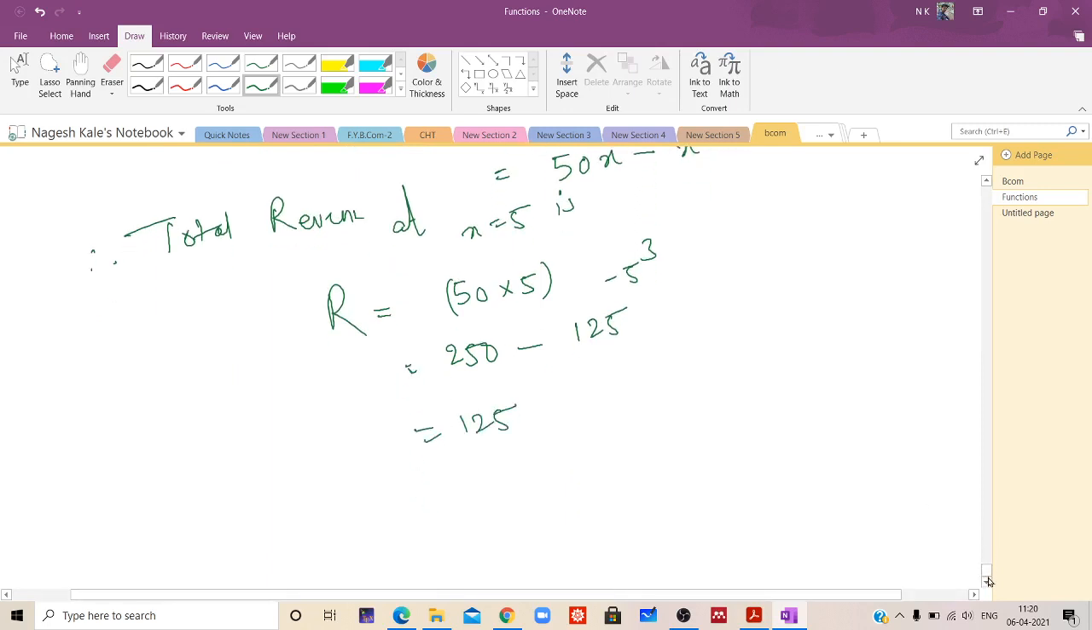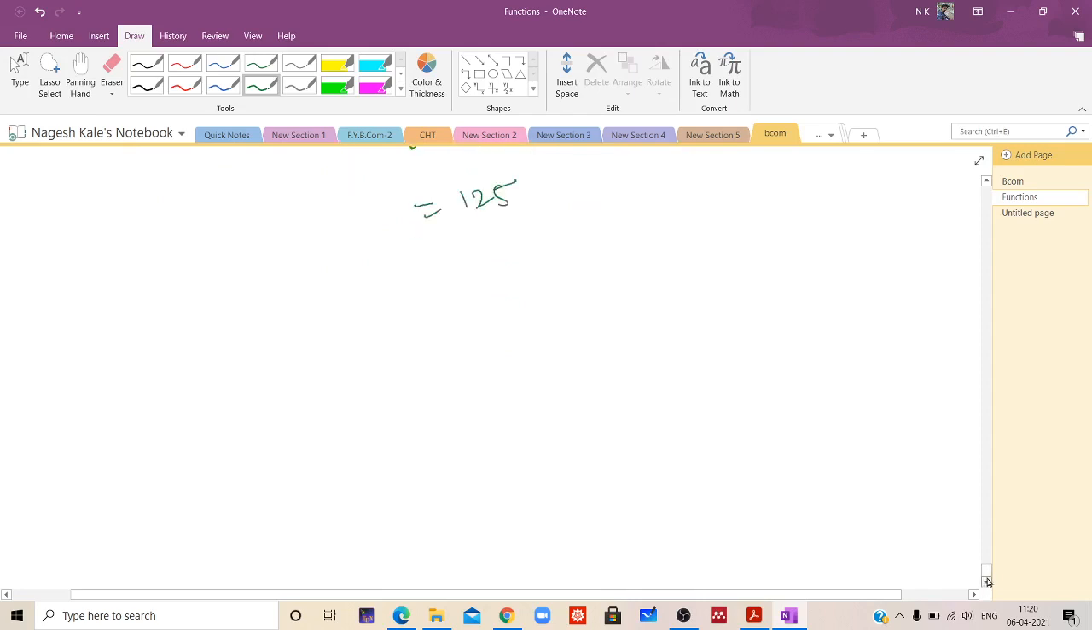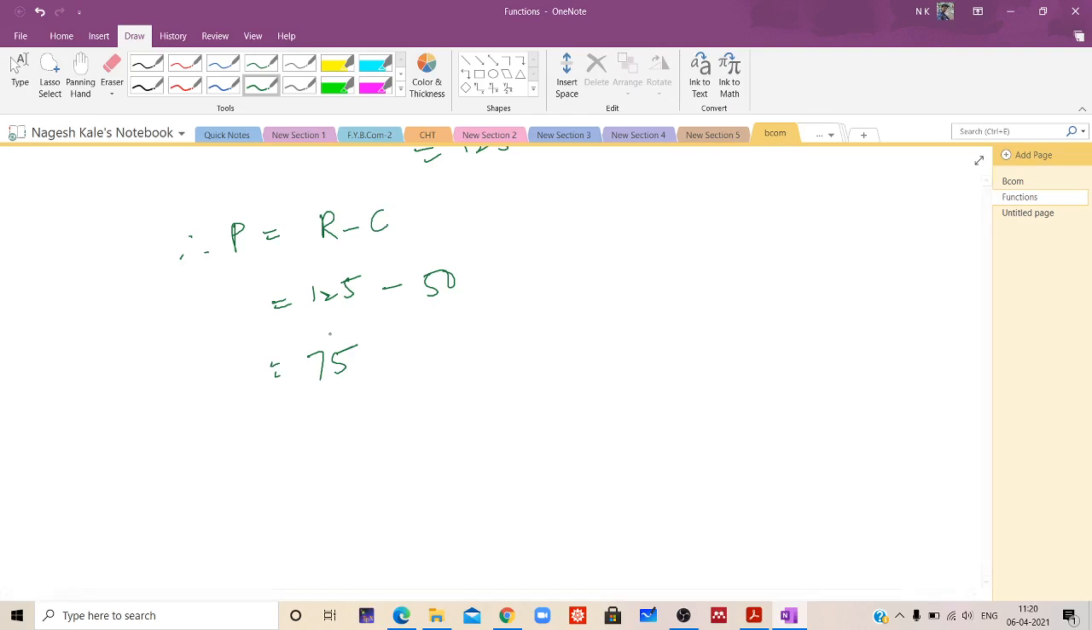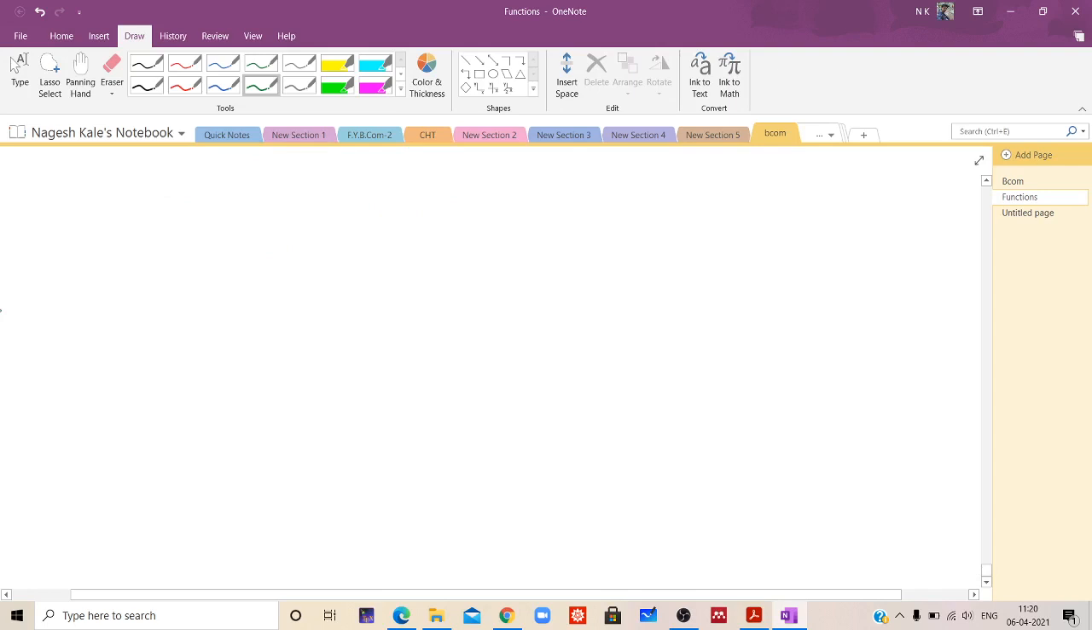Now I have calculated total cost, I have calculated total revenue, so I can calculate total profit. So therefore profit P is equal to R minus C. Total revenue is 125. Okay, total cost is 50. So the profit will be 75. Okay, so the profit in this case will be 75 at x equal to 5. This is the answer. And I'm giving you one question for your homework and you have to solve this.